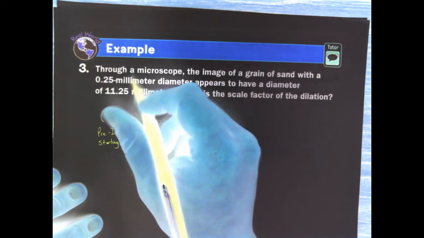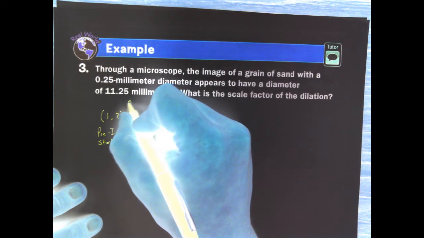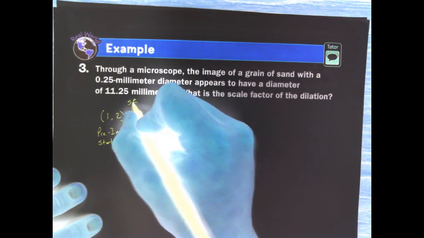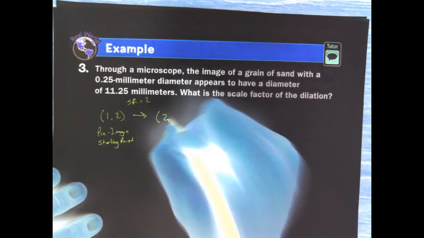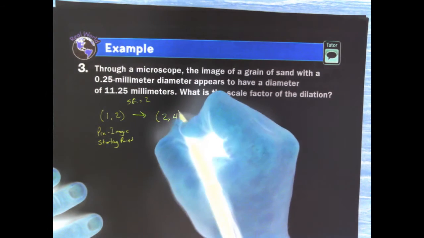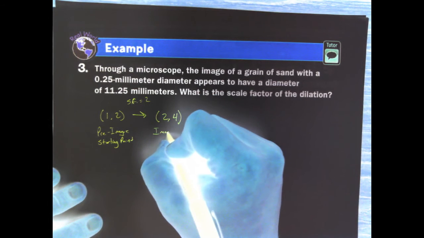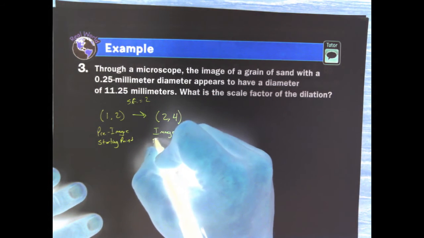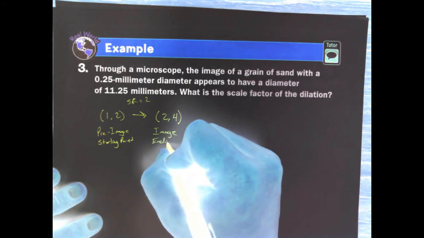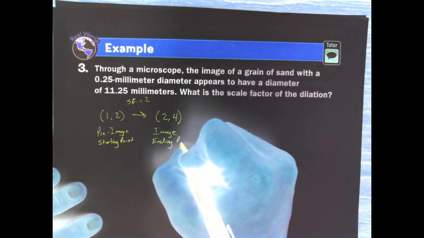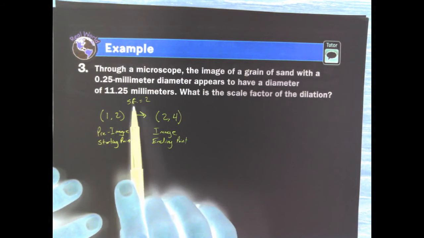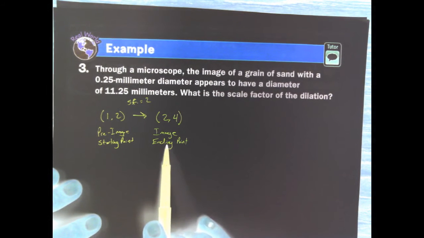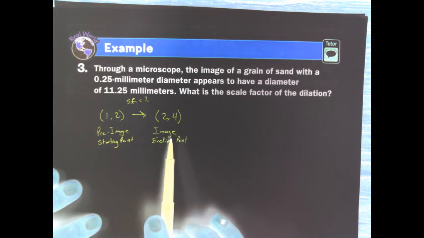I have a scale factor of 2. So I'll abbreviate scale factor, SF. So then my image, multiplying both by 2, would be 2, 4. And the image is my ending point. So I know that I take my pre-image and multiply it by 2 to get my image. I take my starting point, multiply by 2 to get my ending point.